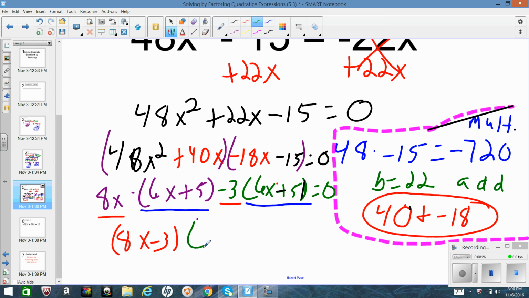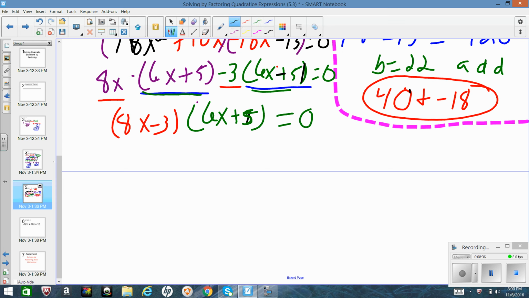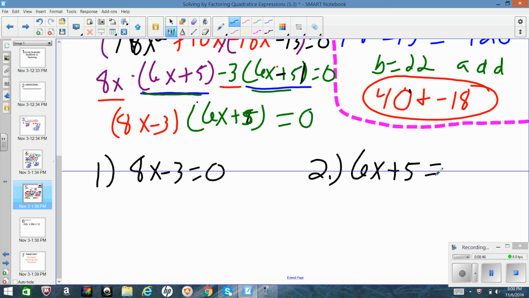My second expression is going to be 6x plus 5. 6x plus 5, that came from there. Those equal 0. So now I should have two answers. I'm going to take 8x minus 3 and set that equal to 0. And I'm going to take 6x plus 5 and set that equal to 0.